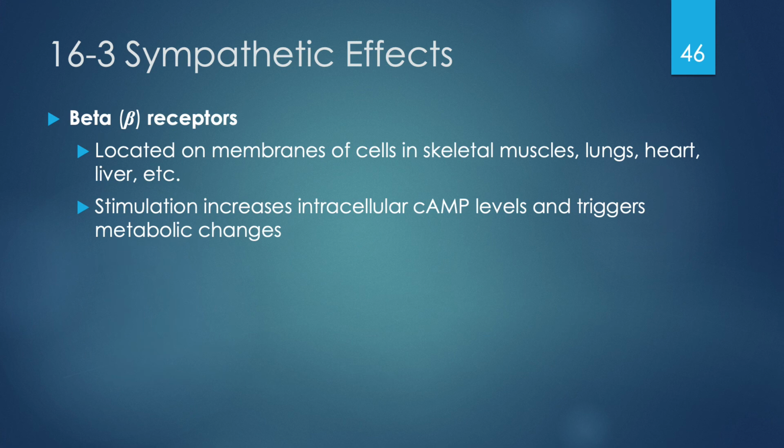Beta receptors are going to be found on the plasma membranes of cells and organs like our skeletal muscles, our lungs, the heart, and the liver. Stimulation of this is going to increase the cyclic AMP levels, and it will trigger changes to our metabolism. We'll break down the beta receptors into three different types.